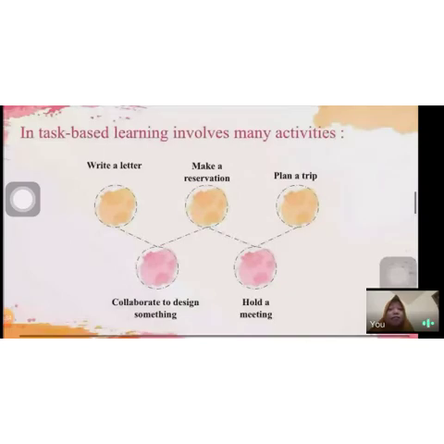Task-based learning involves many activities. For example, write a letter, make a reservation, plan a trip, collaborate to design something, or hold a meeting. In task-based learning, the language content is defined not by a grammar syllabus, but by what learners need to complete the task. The tasks themselves can reflect real-life situations.